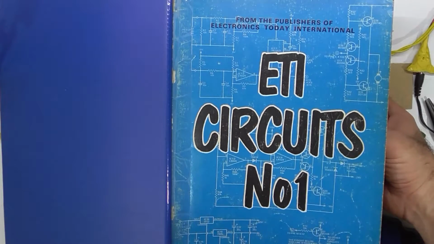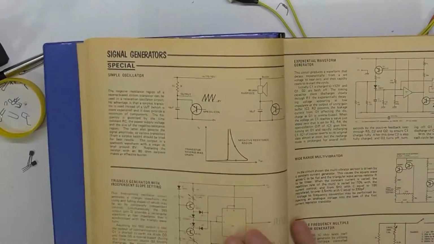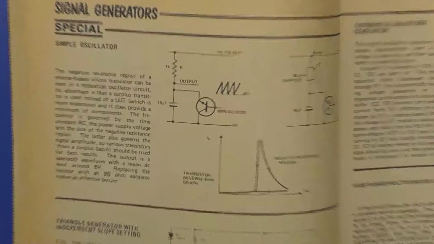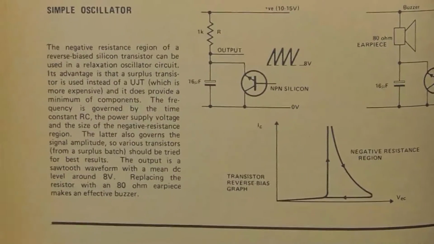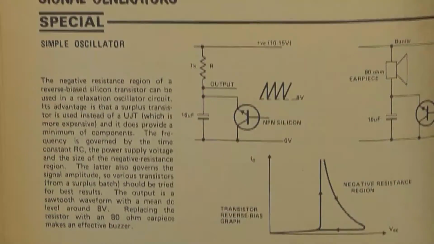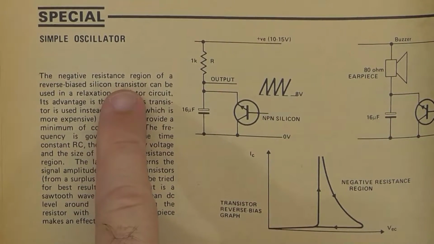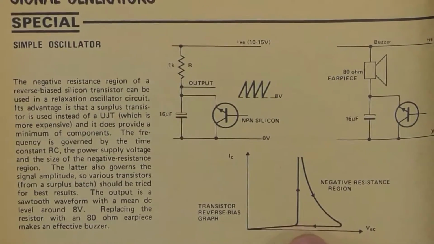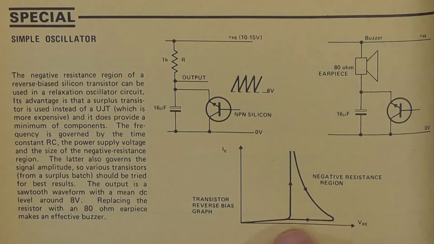Okay, so this is an old book. I think it's around the early or mid 80s, and the circuit in question is this one. As you can probably see there, they call it a simple oscillator, and they start talking about a negative resistance region, yada yada yada, and they give us a trace, a transfer graph.